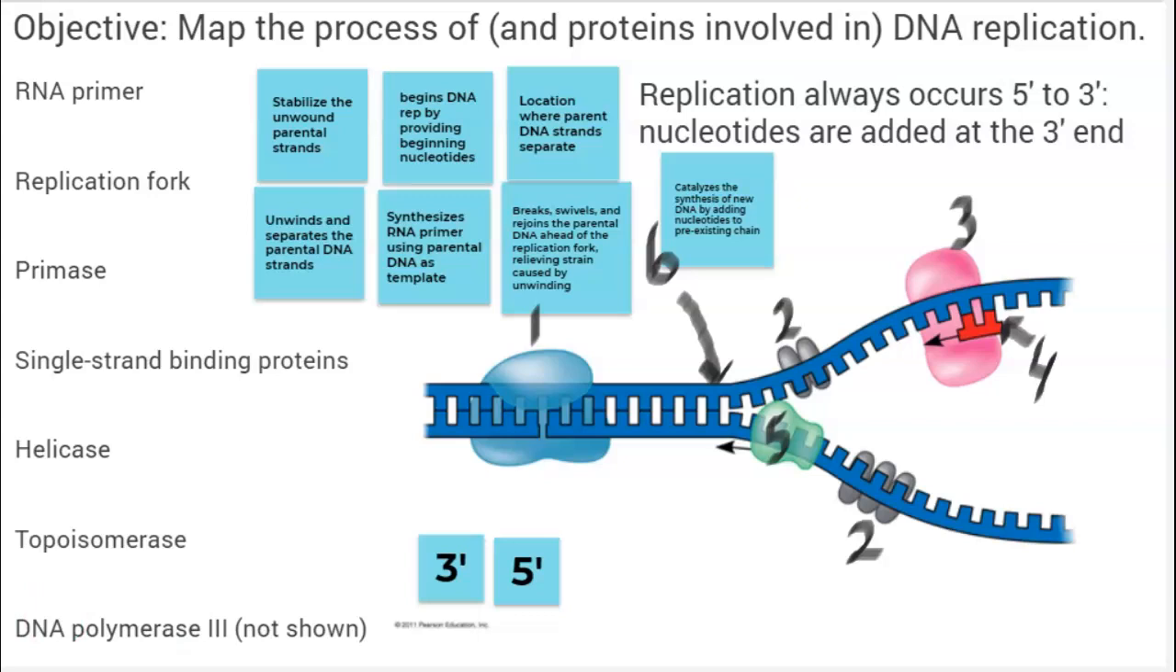Okay, and so to start, the RNA primer is the thing that is going to provide the beginning nucleotides. So the RNA primer is just a few RNA nucleotides that primes the DNA replication. And I don't know why it can't be a DNA primer, but it has to be an RNA primer.